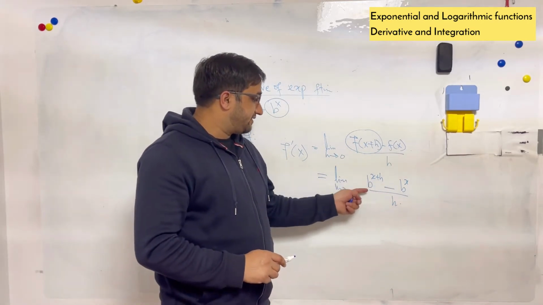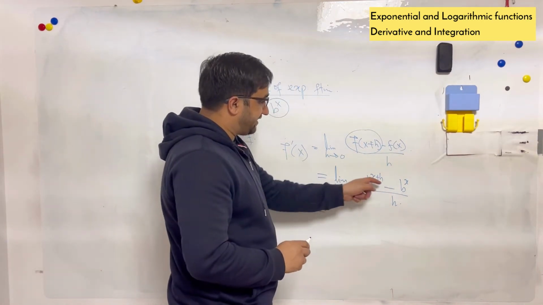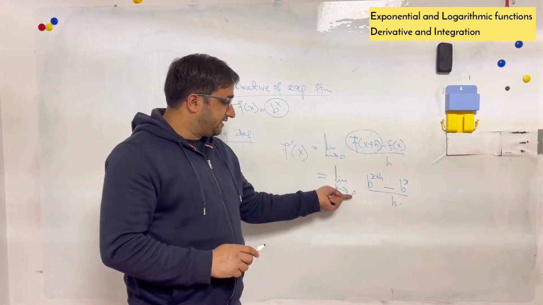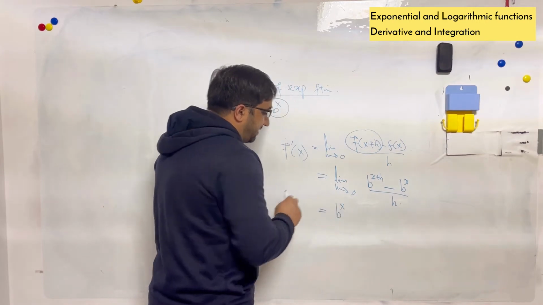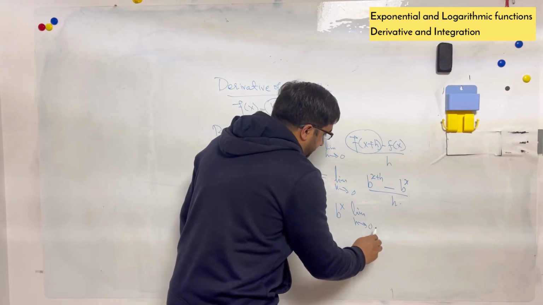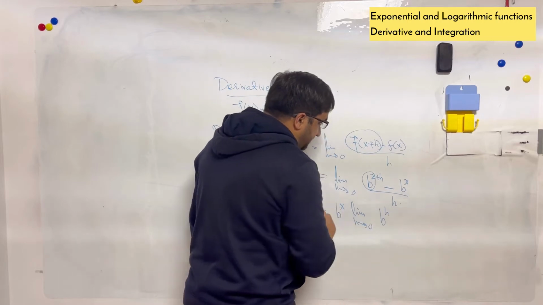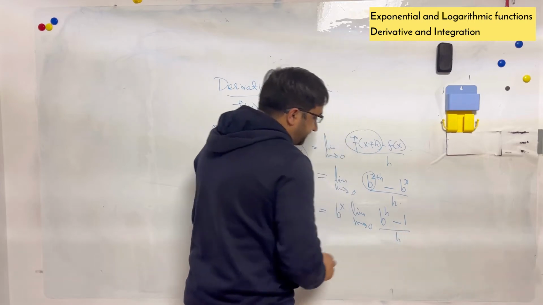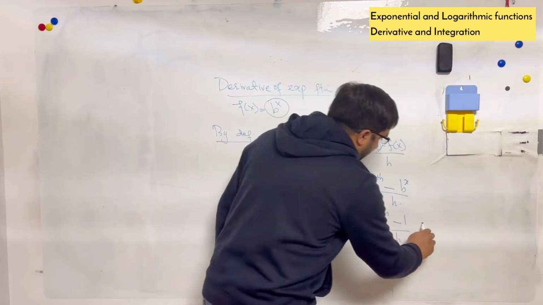On the upper side, you can see both terms have b raised to the power x as a common factor. So you can take that factor outside, and b raised to the power x has nothing to do with the limit, so you can take it totally outside. So it becomes b raised to the power x times the limit as h approaches 0 of b raised to the power h minus 1, divided by h. Let me call this equation 1.